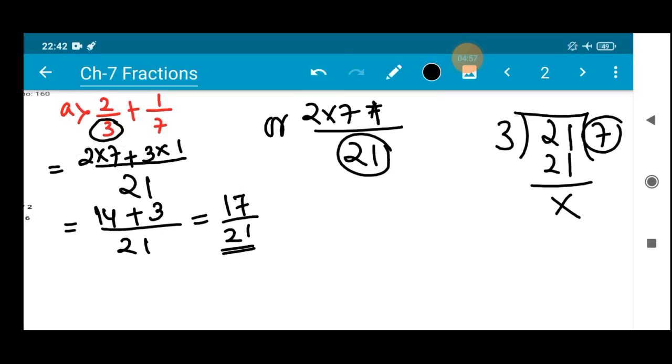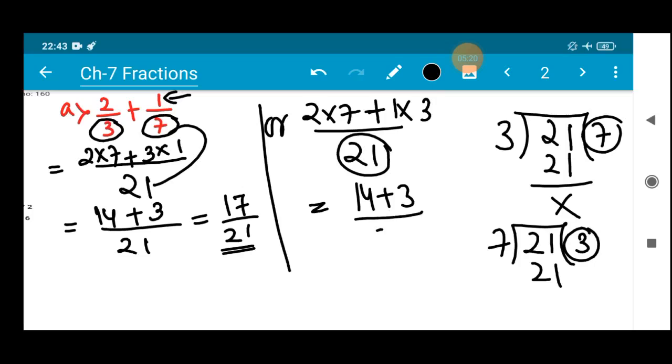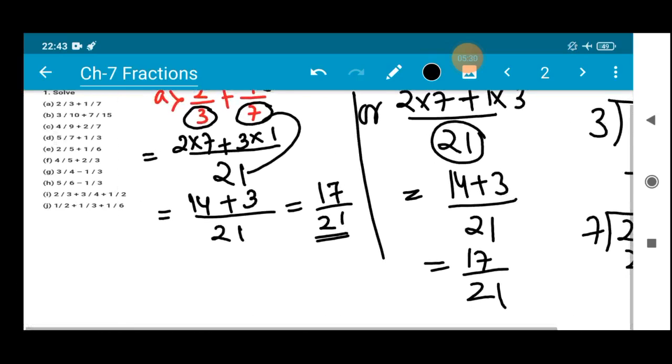Plus is there now. Next, now we can divide this 7 and 21. If I divide 7 and 21, what will I be getting? 7 3s are 21, right? So this 3 should be multiplied with this 1. So 1 into 3. So 14 plus 3 divided by 21. It is 17 divided by 21. So this is another method of calculating the value when adding fractions in which denominators are different.